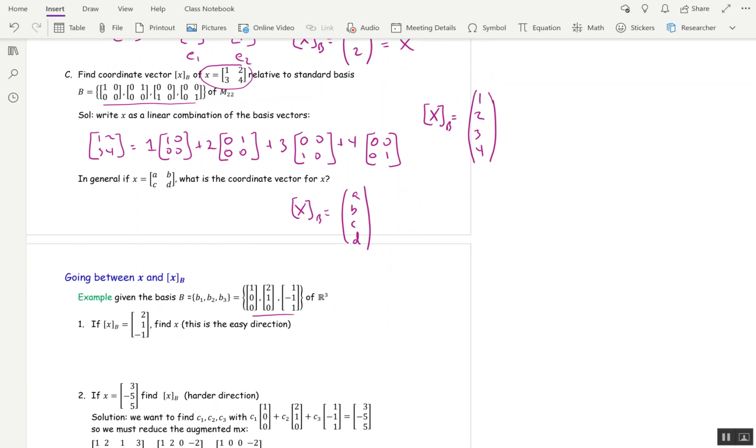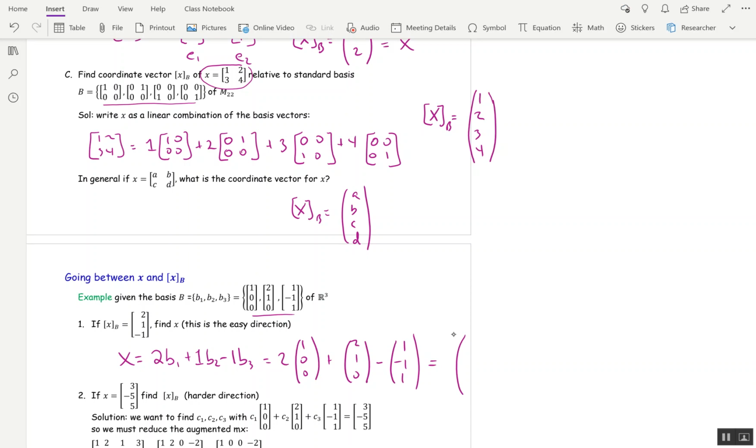If we're given XB and we want to find X, then given XB is 2, 1, negative 1, by definition, X is twice B1 plus 1 times B2 minus 1 times B3. So that's twice B1, which is 1, 0, 0. And then we add on B2, 2, 1, 0. And subtract off B3. Sorry about that. 1, negative 1, 1. So that's the vector.